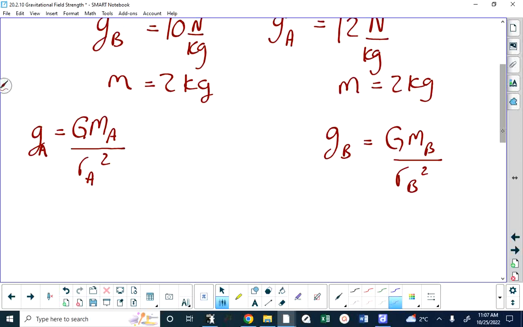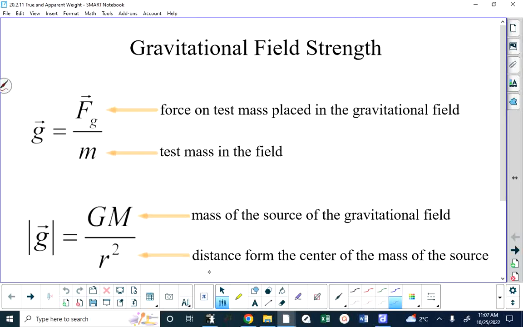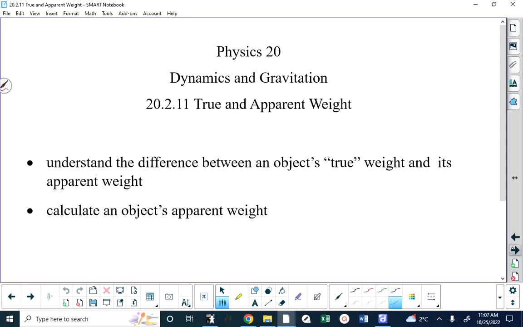All right, we have one lesson to cover that remains in the unit, and that is 20.2.11, true and apparent weight. And we use the word true weight. I don't really like that word. It's what we use in physics.